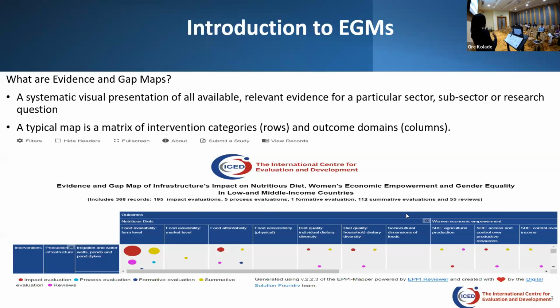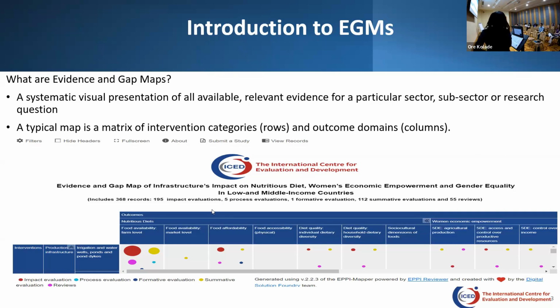So with this background, what needs to be done? Oh yes, that is when evidence and gap maps come into play. Now, 3ie was the first to come up with evidence and gap maps, and then the Campbell Collaboration also joined. The International Center for Evaluation and Development, ICED, is also involved in developing evidence and gap maps. So what is an evidence and gap map?